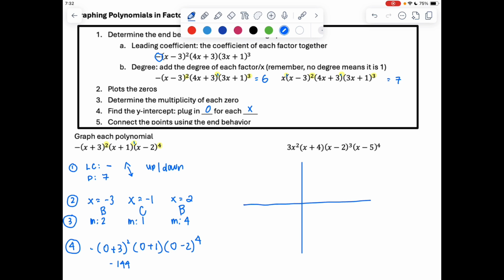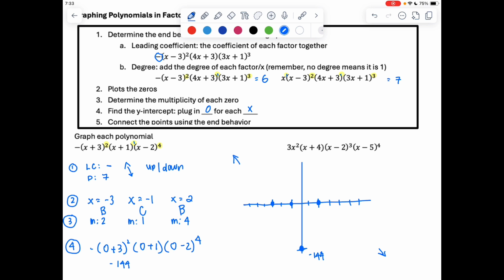So first, our end behavior. We said it was up on the left and down on the right. Then let's put some tick marks for our x-axis. And we're going to put our zeros here at negative 3, at negative 1, and at positive 2. And then we're going to have our y-intercept. This is definitely not to scale, but we're just going to say it's down here at negative 144, just so we know we have to go through that point at some point.